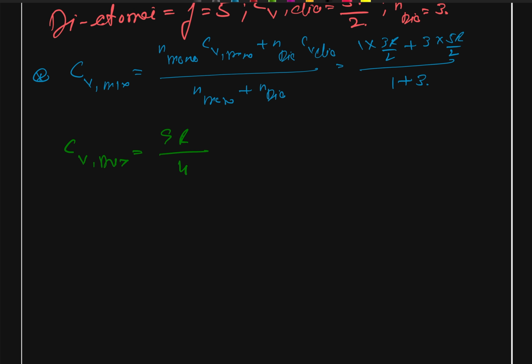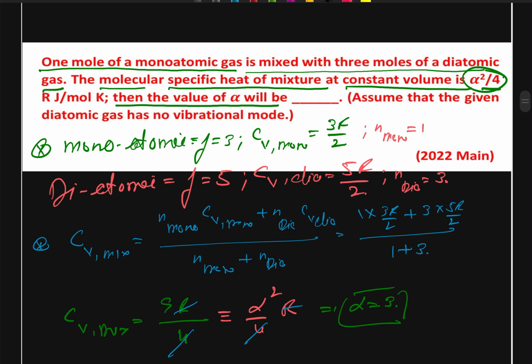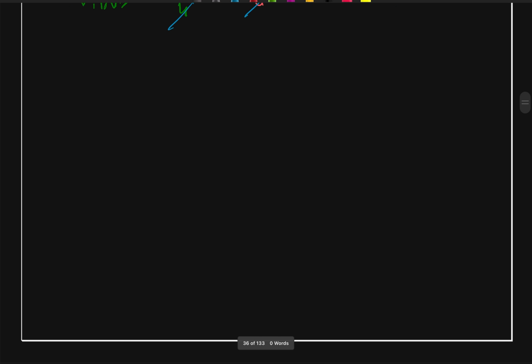But we are given that the C of mix is equal to alpha square by 4 multiplied by R. Here this R cancels out, 4 and 4 go away. Therefore we get from here that the value of alpha is equal to 3. So value of alpha is 3. Next question.